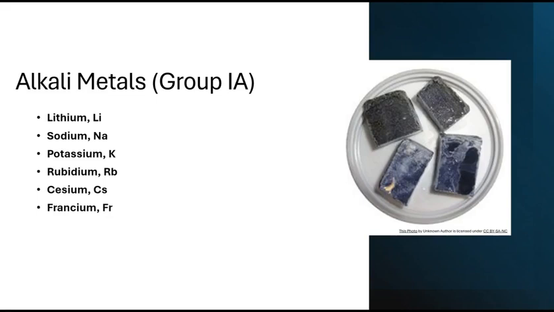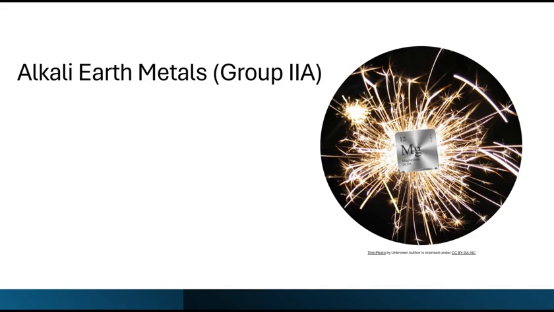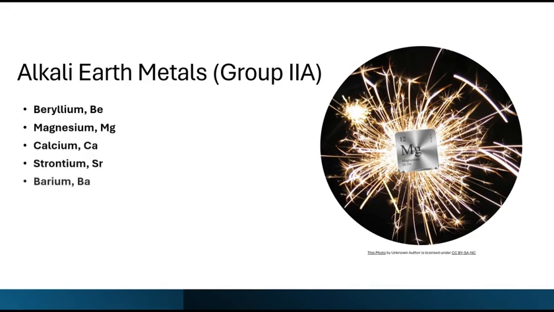Group 1A metals are extremely reactive, and when they undergo chemical reactions, they tend to form 1+ cations. The alkali earth metals are group 2A: beryllium, magnesium, calcium, strontium, barium, and radium. These are also reactive, but oftentimes not as reactive as group 1A. And these elements tend to form 2+ cations when they undergo chemical reactions.